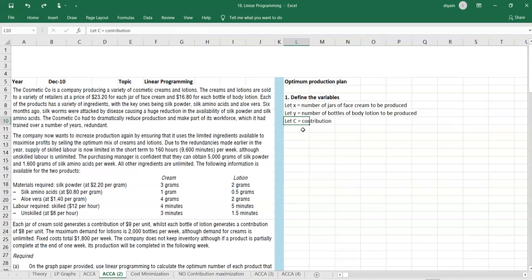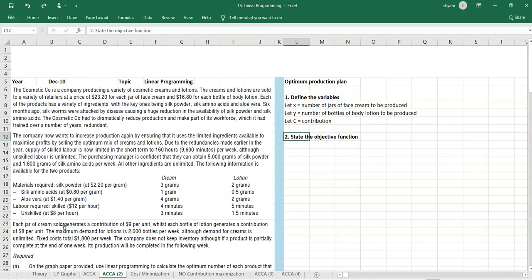Next, let C be the contribution. Okay, C is equal to contribution. The next step is to state the objective function. The objective function here is to maximize the contribution. So the objective function is C, which is the contribution, equal to, where do we have C?